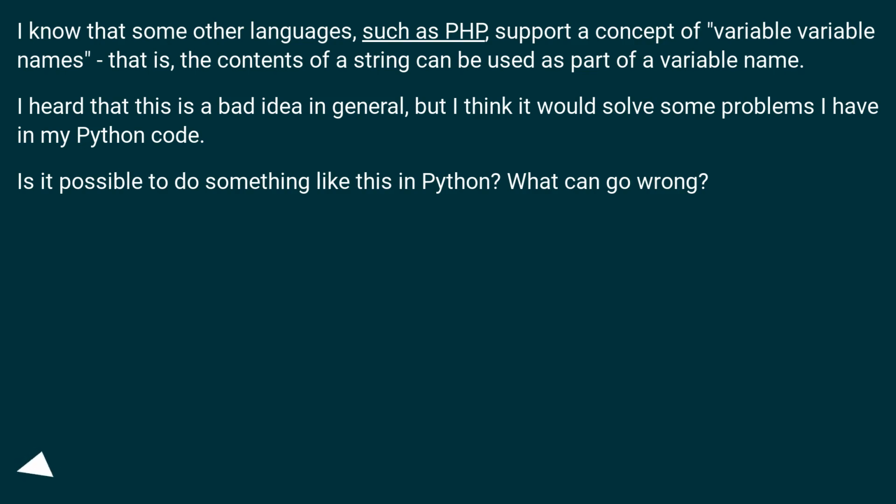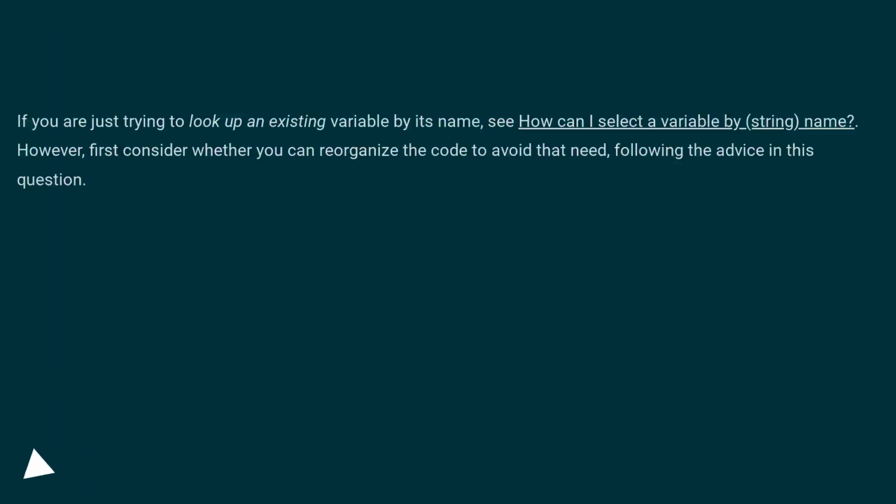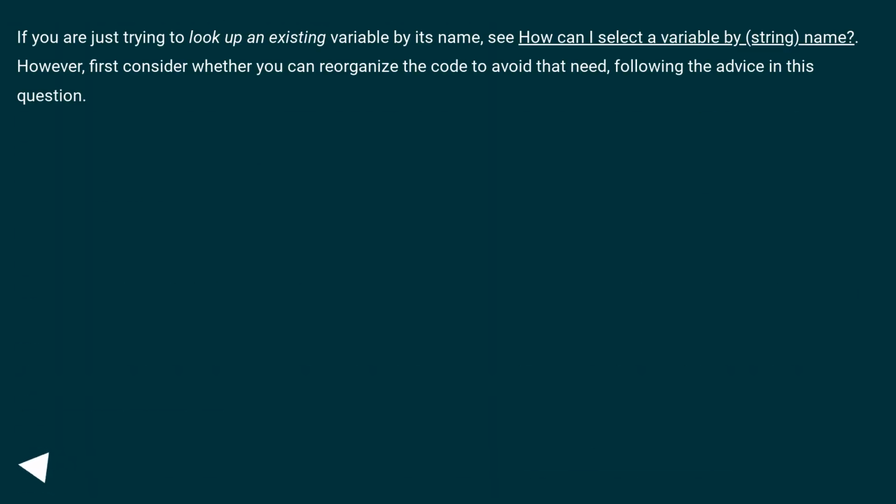What can go wrong? If you are just trying to look up an existing variable by its name, see how can I select a variable by string name? However, first consider whether you can reorganize the code to avoid that need, following the advice in this question.